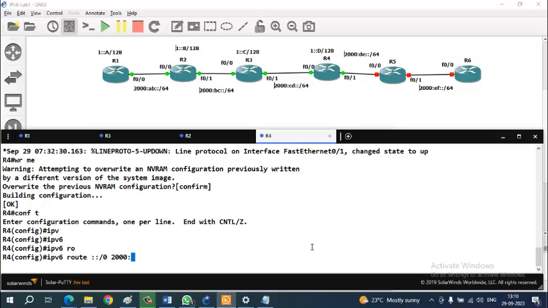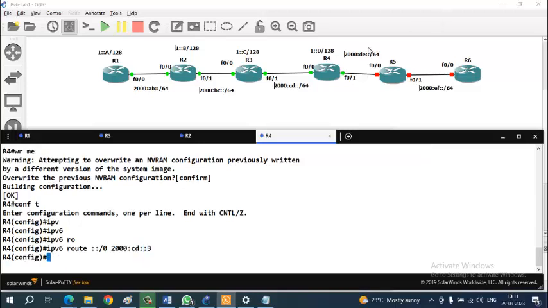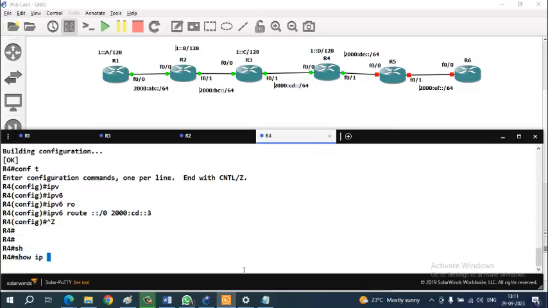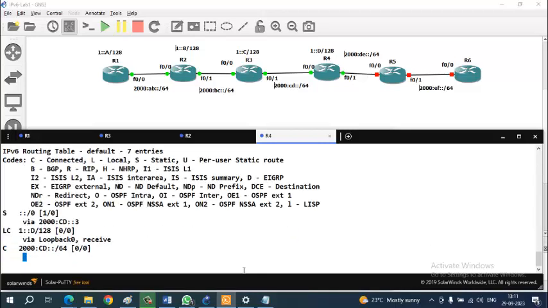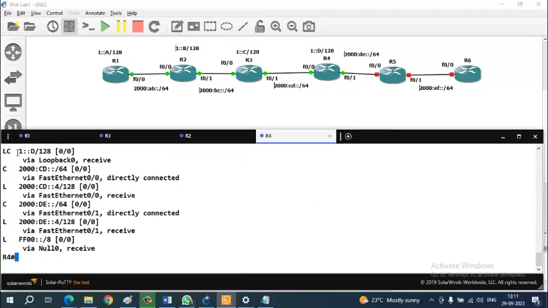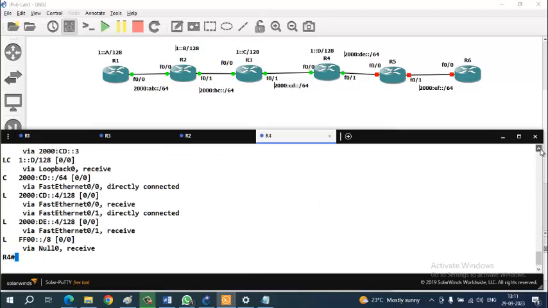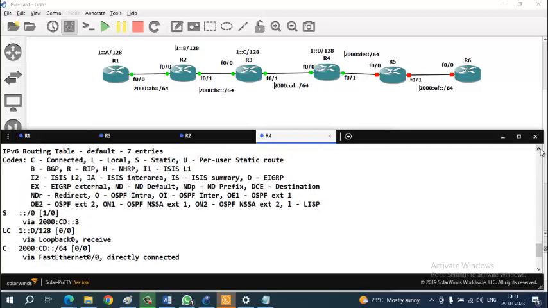2000:CD::3. I told you, assume that we don't have router 5 and router 6. So for R4 this is the direction. R3 is the direction. Okay, we have written default routes. Show IPv6 route. You got a default route. Go up. In IPv4, a default route will have a star. In IPv6, you will not have any star.